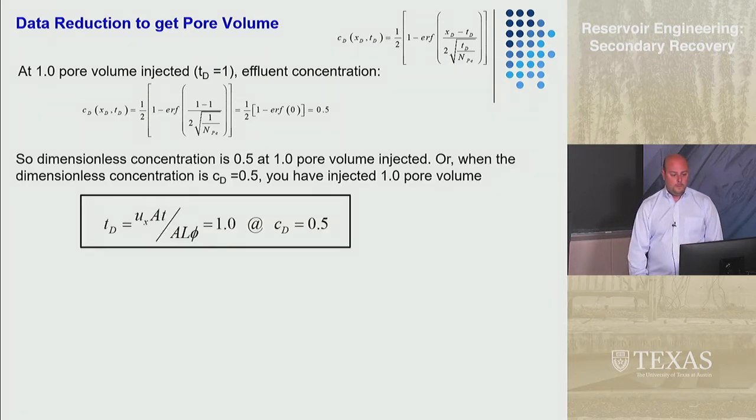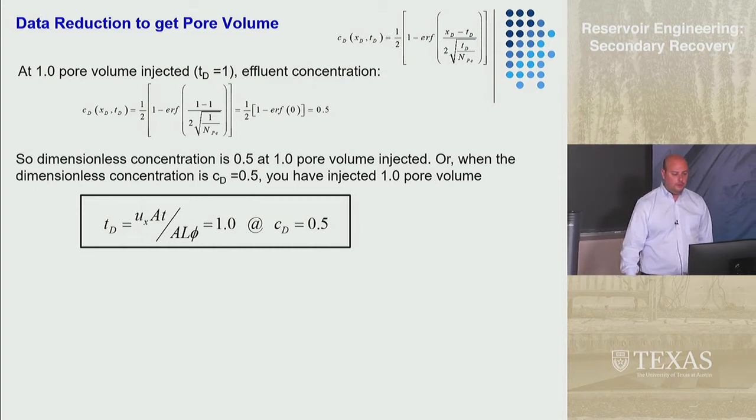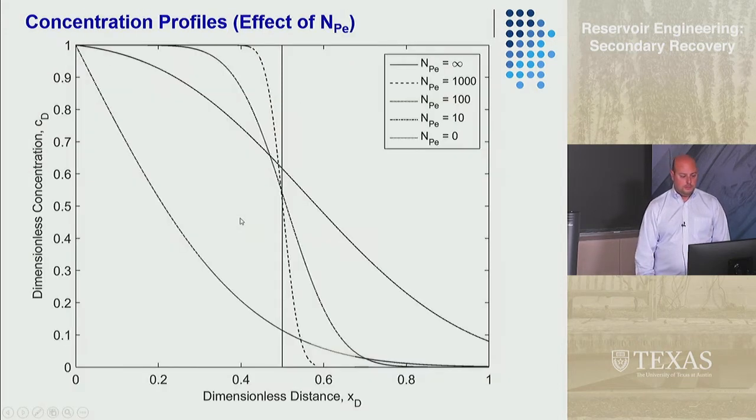So what I can do is, t_D is defined as the volume injected divided by the pore volume, which is u_x A t divided by A L phi. I know u_x, I know A, I know L, I know how long that took, and that is equal to 1.